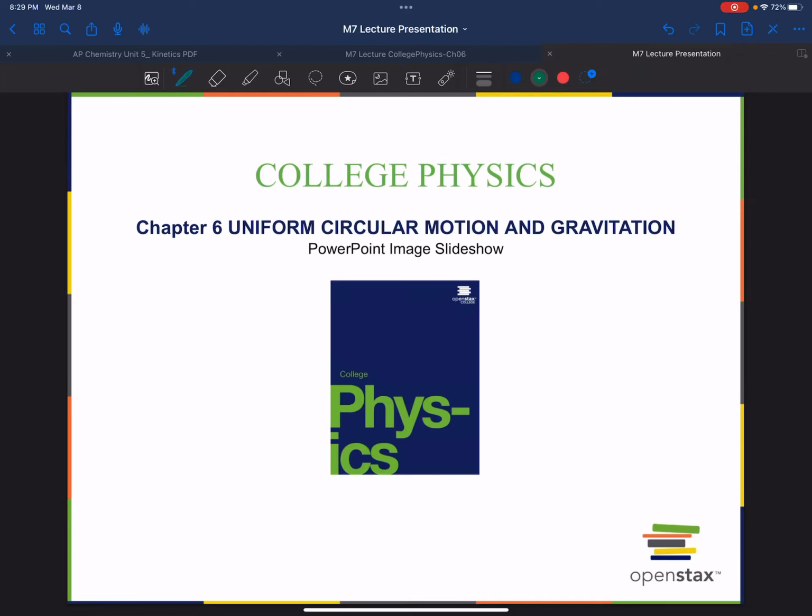All right, this will be the second part of Module 7's lecture. So M7 covers the end of Chapter 7 and the beginning of Chapter 6. Chapter 6 focuses on uniform circular motion. It also focuses on gravitation, but we are not going to be looking at this. We will focus on sections 6.1 to 6.4.